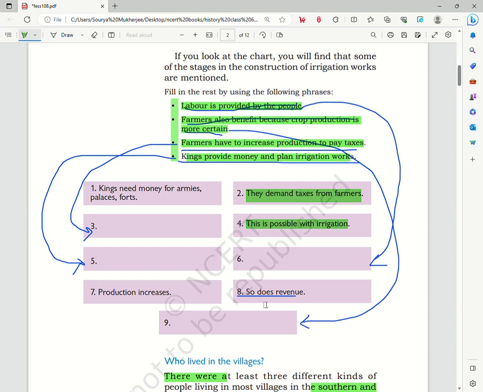So generally the whole cycle would end at point 8, but if we look at the long run, point number 9 is that farmers are also benefited because crop production is more certain. It helps to maintain the amount of crop that is produced, and it better protects the crops during droughts and any natural calamities and other disasters. So this also benefits the farmers.